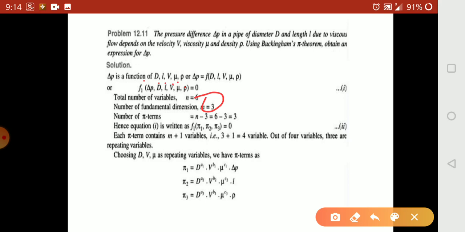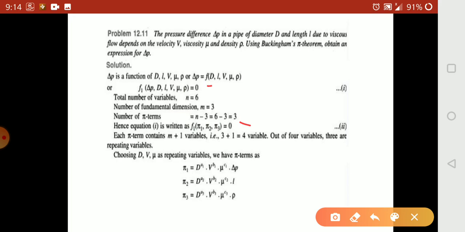The fundamental dimensions are 3. How do we calculate the fundamental dimensions? We have a length, we have a diameter, we have a velocity. That's why the fundamental dimensions are 3. So the number of pi terms is n minus 3, that is 6 minus 3, which is equal to 3. So there are 3 pi terms, and the equation is written as f1 of pi 1, pi 2, pi 3 is equal to 0. This is equation 2, and the earlier one is equation 1.